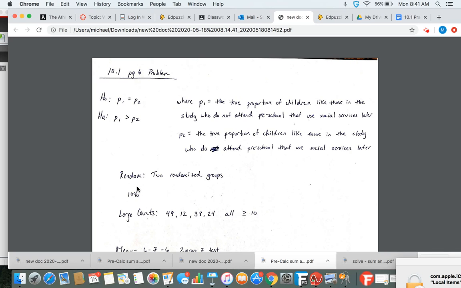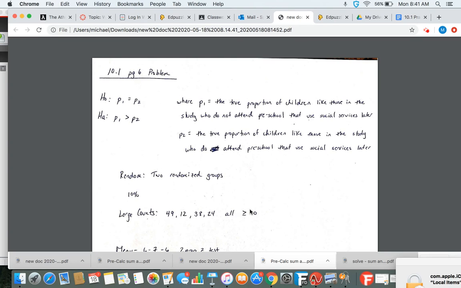So we've got to check our conditions, right? Two randomized groups. Anytime you have an experiment, the randomization takes place not with random sampling, because these people are voluntarily participating in the experiment, but the randomization of which group you're in satisfies this condition. When you're in an experiment, there's no 10% condition because these people were volunteers. There's no need for that, so you can just ignore that. Large counts, they all have to be greater than 10.